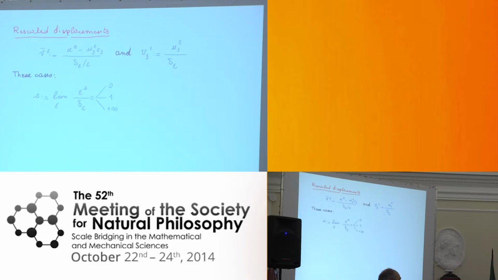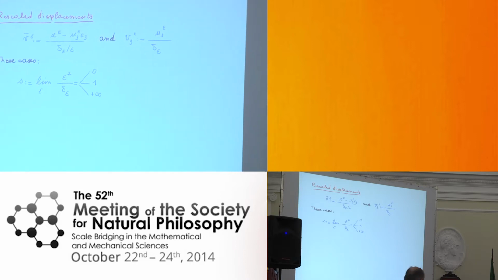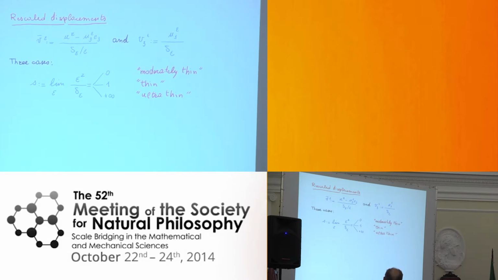And one finds that there are three cases that should be studied. These cases are classified in terms of this ratio, which describes the fatness or the thickness of the wall. The case in which the limit of this ratio is zero describes moderately thin beams, in the sense that theta epsilon goes to zero not faster than epsilon squared. The second case is the canonical case, that we call thin, and the third case is ultra thin. So the thickness goes to zero very fast.